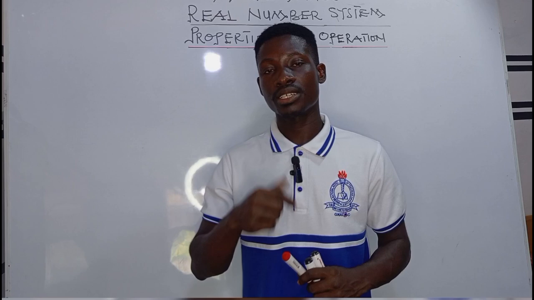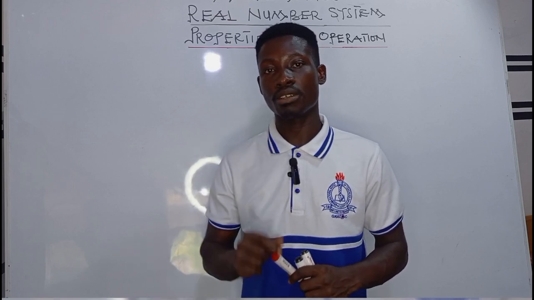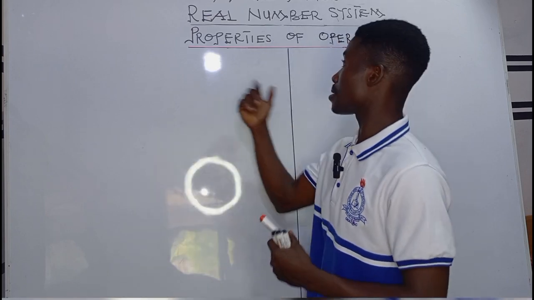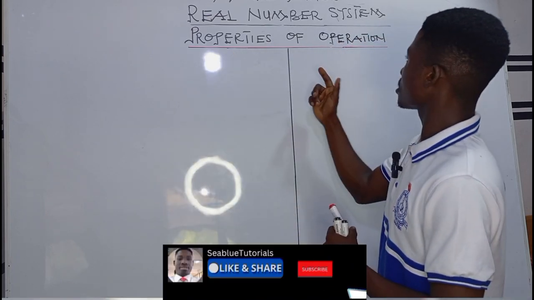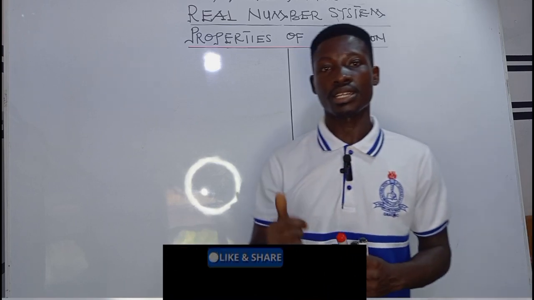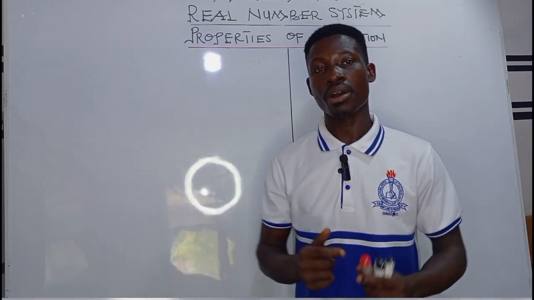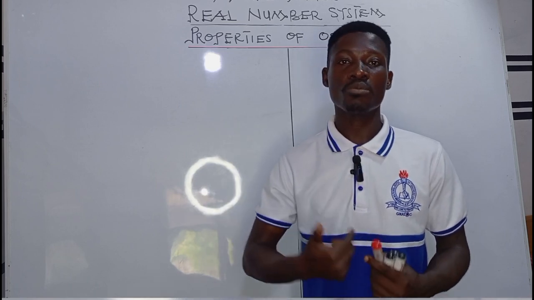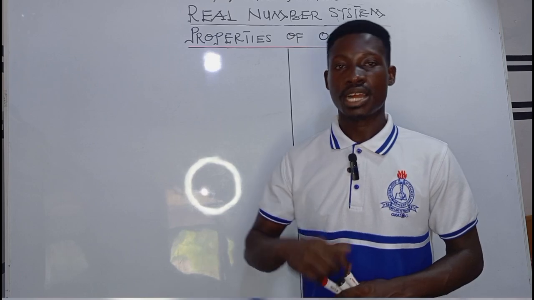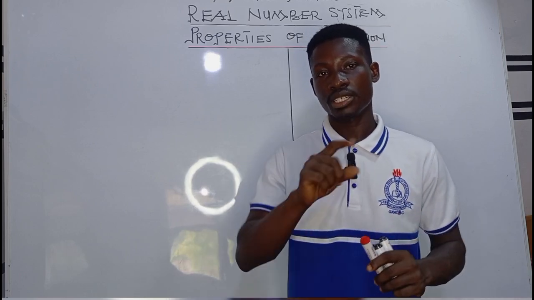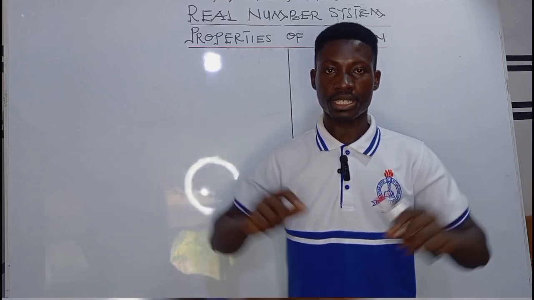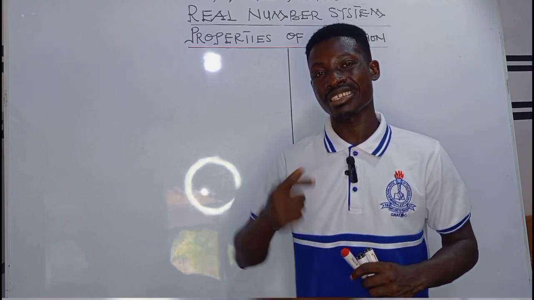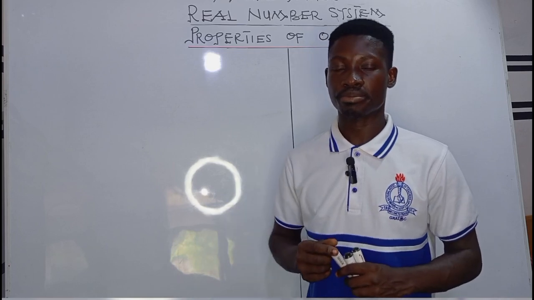In this very lesson, we shall be looking at the next property of operation. Remember, we are still on the real number system and we are on properties of operation. In our previous lesson, we learned about the associative property of addition and the associative property of multiplication. I believe you remember them, you can state them and explain them. In this lesson, we shall be moving on to the next property of operation.